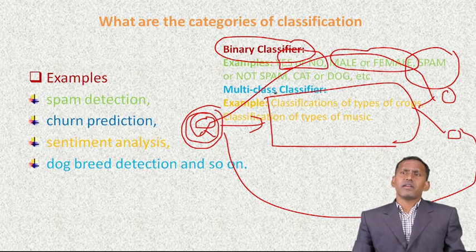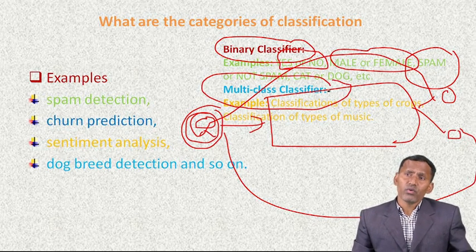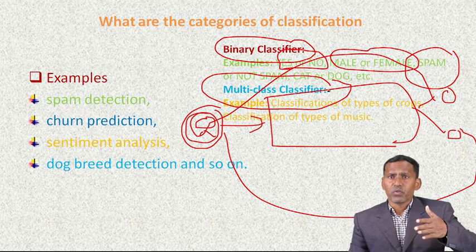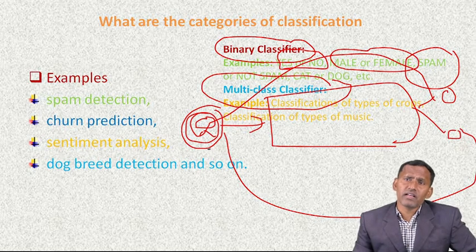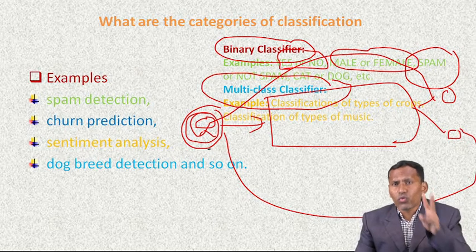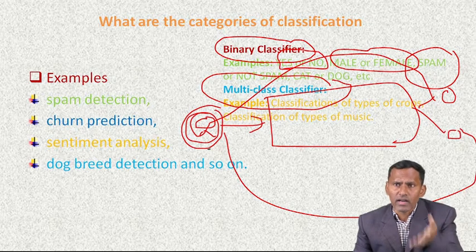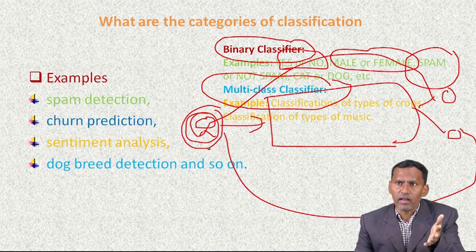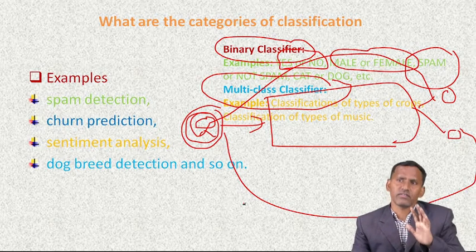In the next session, we'll discuss multi-class classification. Multi-class classification contains multiple classes, whereas binary classification contains only two classes, like we have seen: yes or no, male or female. But in multi-class classification, there are more than two classes.